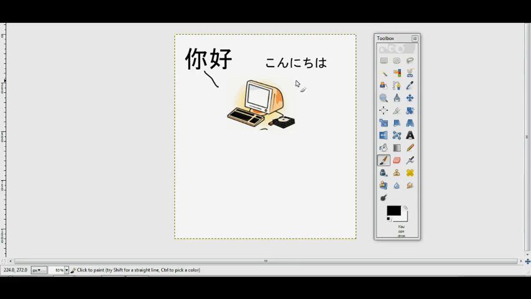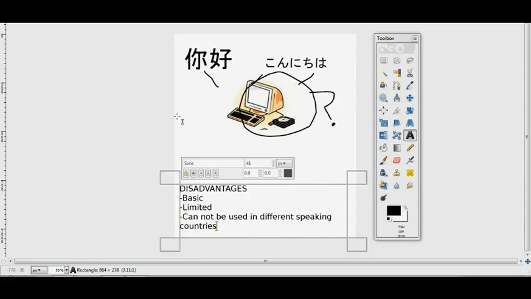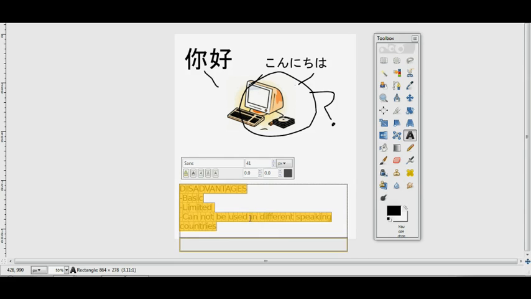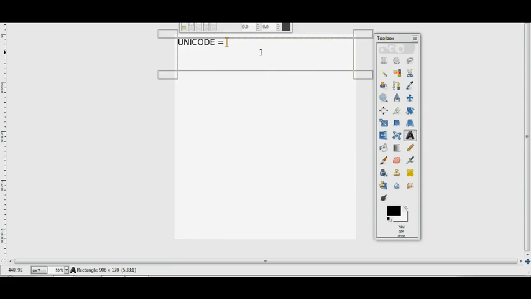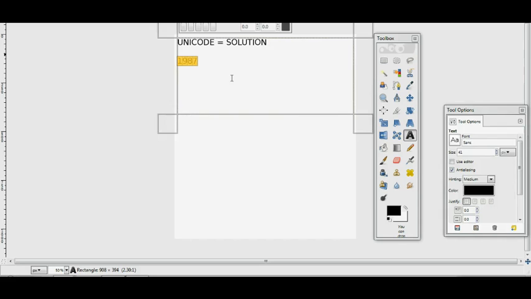But what about when different languages and uncommon symbols go into the computer? ASCII won't even recognize them. Because of this, there are many disadvantages associated with using ASCII. It's basic, limited, and it cannot be used in different speaking countries. This is why Unicode was invented, as a solution to the problem.